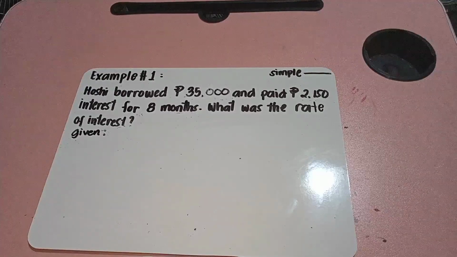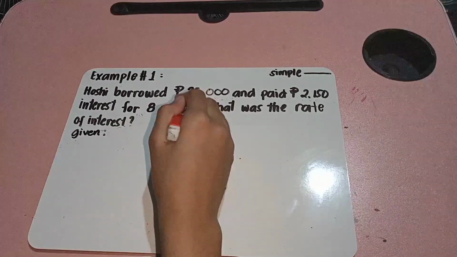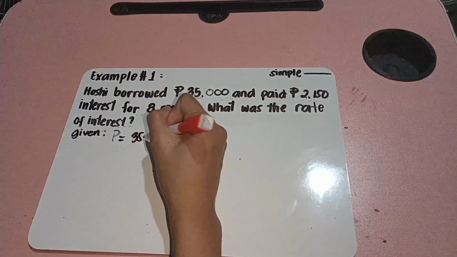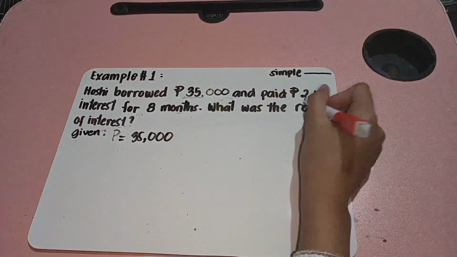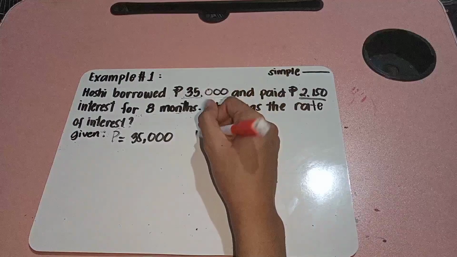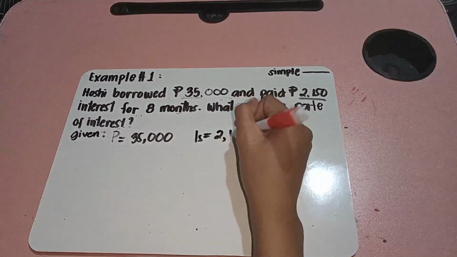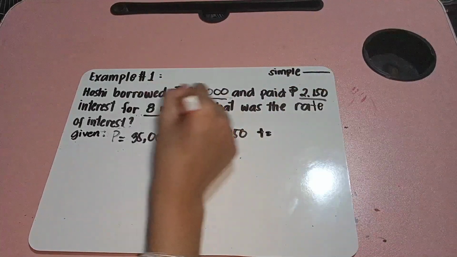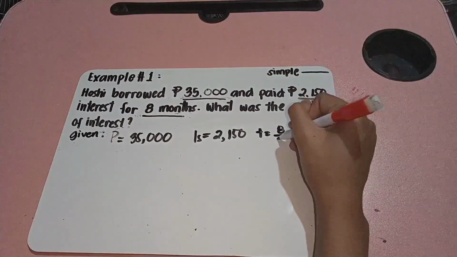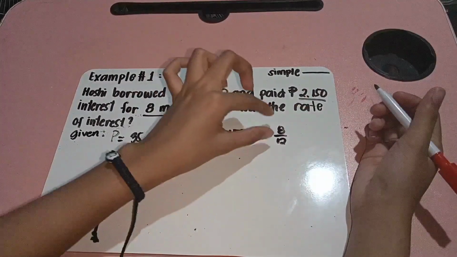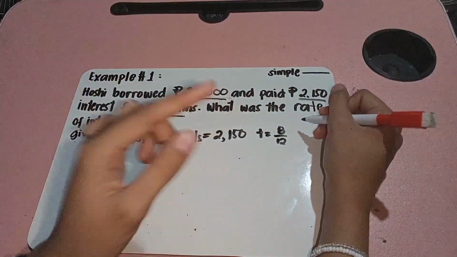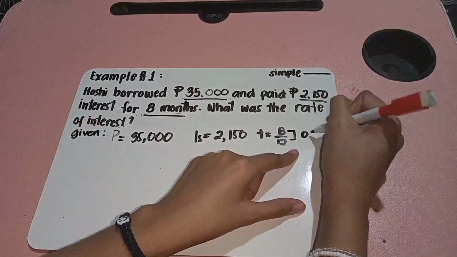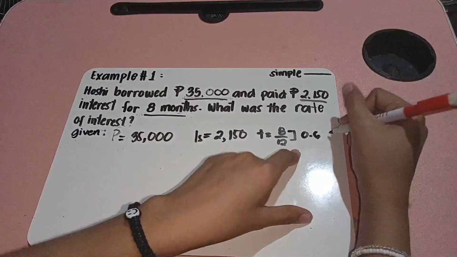First, let's jot down the givens. Here we have 35,000 pesos for the principal. P is equals to 35,000. 2,150 for the simple interest. Time is equals to 8 months, 8 over 12. Ipag-divide natin itong dalawa para makakuha tayo ng decimal form for the time. 8 divided by 12 is equals to 0.6. So, ang nawawala is yung rate.